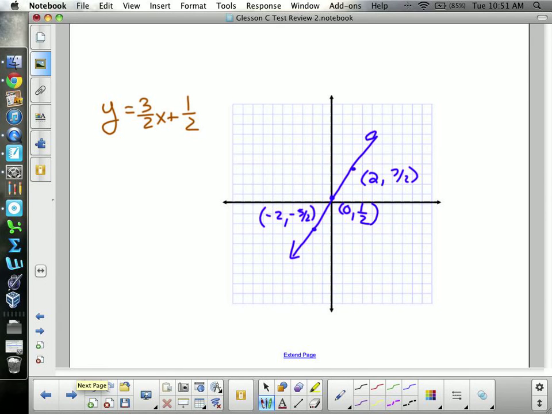So a little trickier with the half there. And if you put 3.5 or -2.5, that'd be okay. But you get the idea. All right?